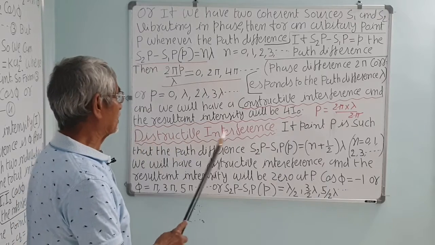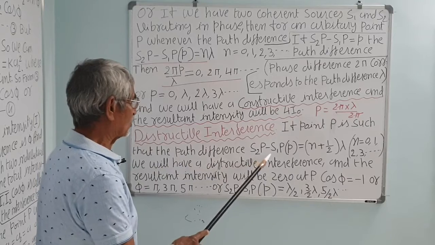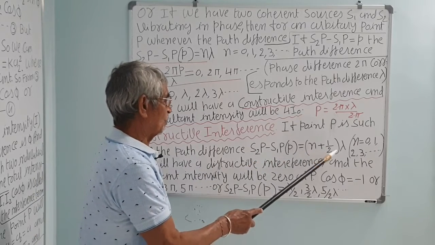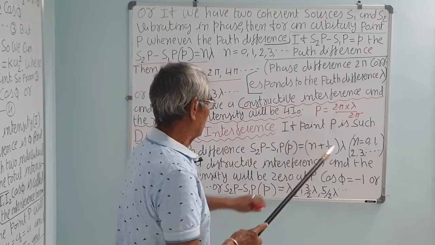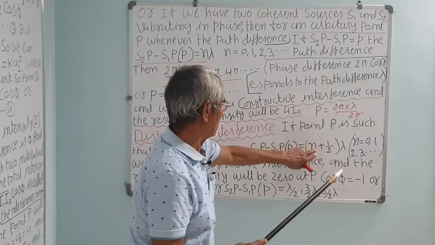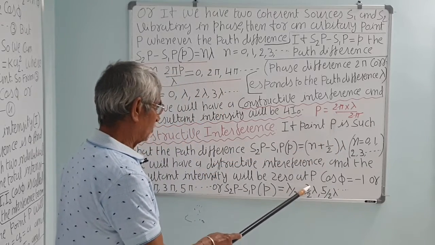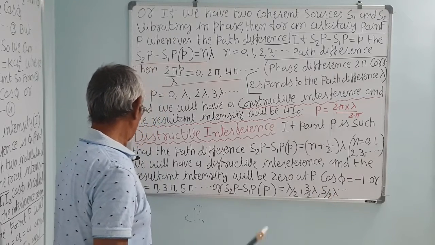Now let us see about destructive interference. If point P is such that the path difference S2P minus S1P is equal to n plus 1 by 2 lambda, n is equal to 0. When it is 0, that is half lambda. If it is 1, that is 3 by 2 lambda. That is half lambda, 3 by 2 lambda, 5 by 2 lambda, correct?